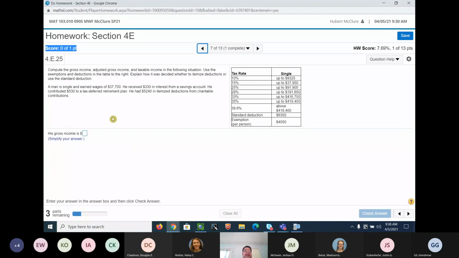Now, does it say anything about his exemptions? It doesn't say whether he has a family. It just says single. So that means 1 times 4,050, because it doesn't say he has any kids. It doesn't say if he's married or anything. So you're to assume he's single, it's just him. All right, so let's do his taxable income. Go ahead and do that.